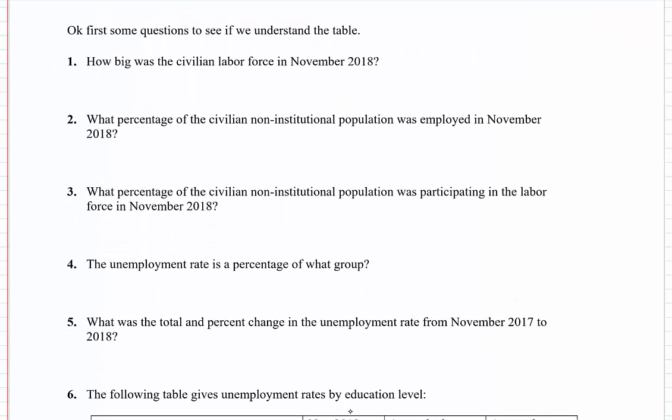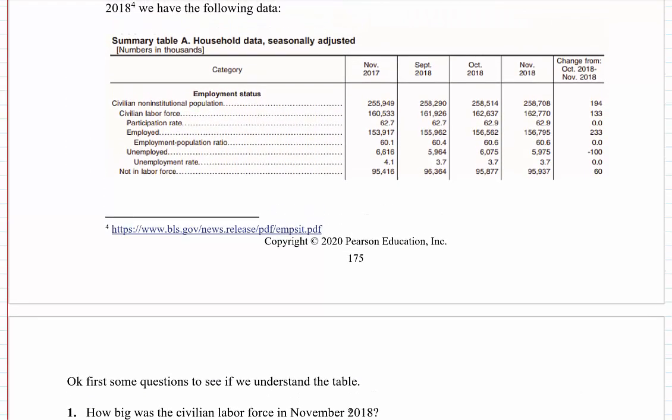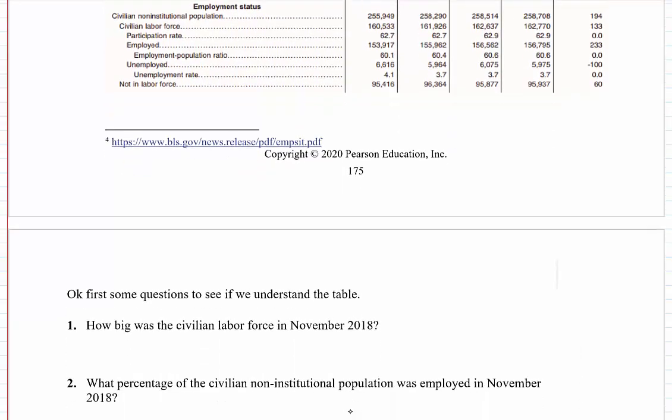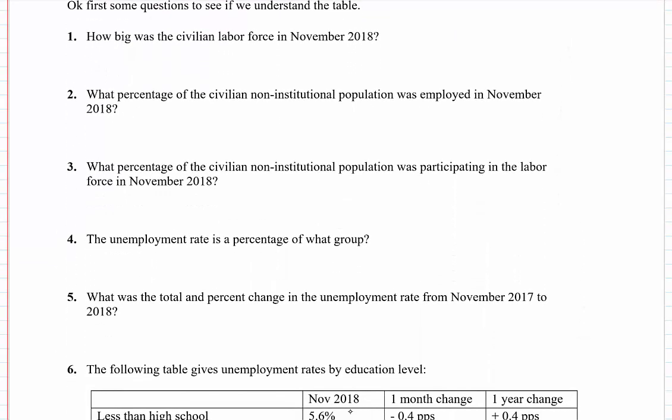So for number 1, we are finding how big the civilian labor force was in November 2018. You can just read that straight from the table. There's not a calculation that you have to do. So read the table carefully. I trust you to do number 1. In number 2, I will show you how to do number 2 and leave number 3 for you.